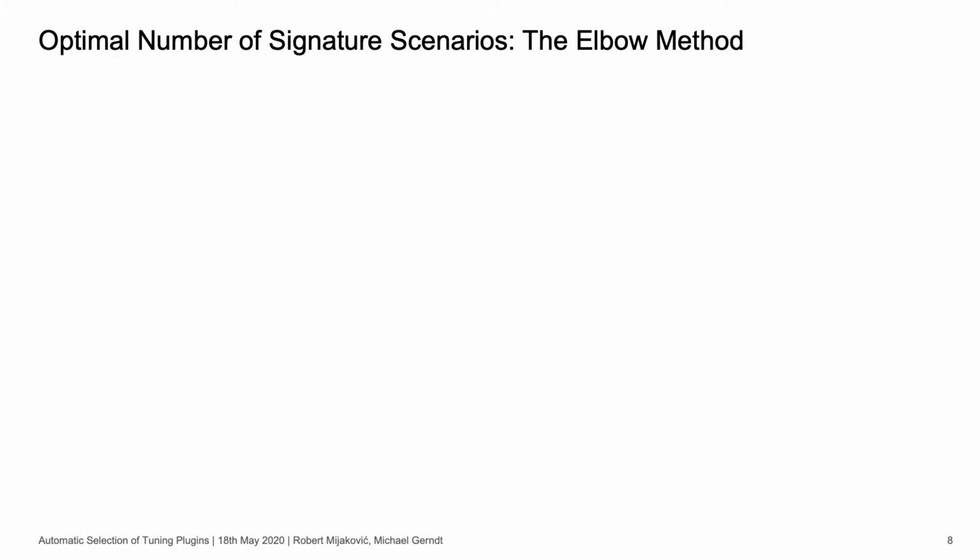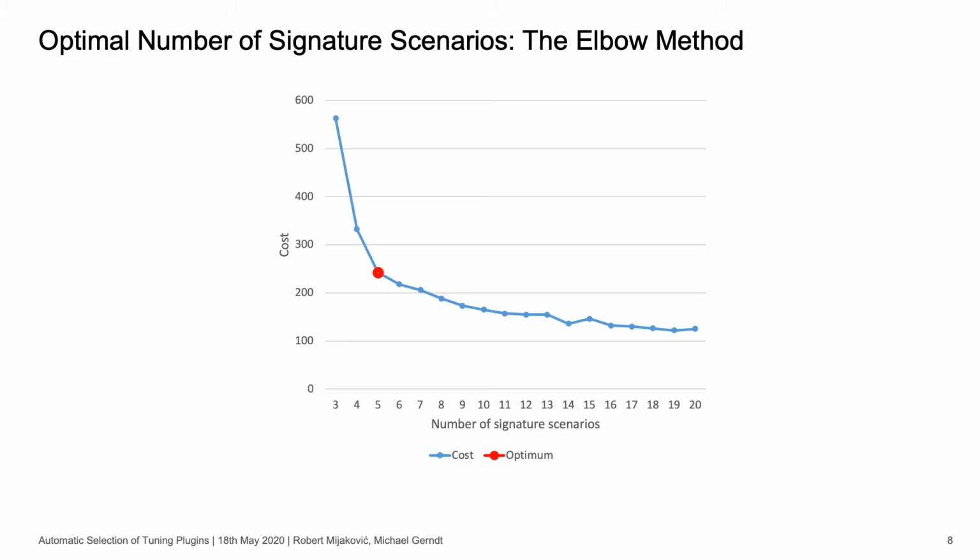To achieve this, we have employed the elbow method, where the decision is made based on the point with the highest change in the slope of the cost curve. With every additional signature scenario, the cost reduces. However, each new signature scenario reduces it less and less. Therefore, we select the first n scenarios with the highest influence on the cost and stop at the point where new scenarios stop bringing a significant reduction.